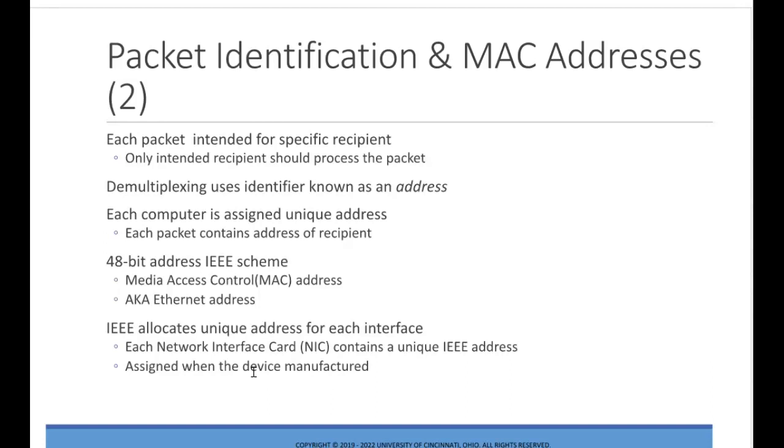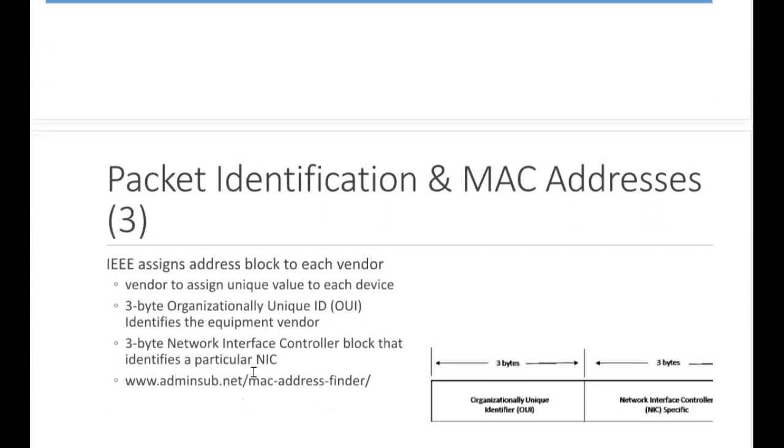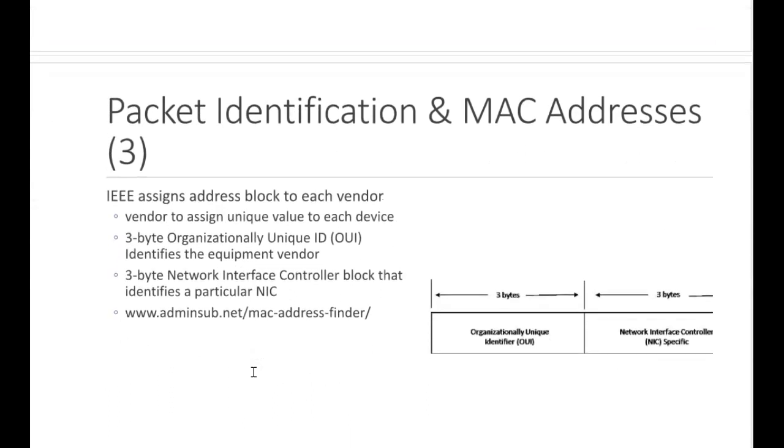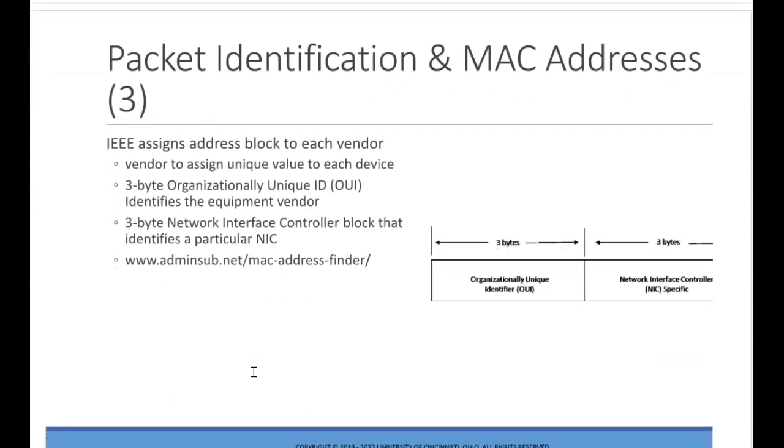The IEEE allocates a unique address for each interface device by ensuring that every network interface card, every NIC, is assigned an exclusive address when it is manufactured. Rather than assign individual addresses, the IEEE assigns a block of addresses to each equipment vendor and allows the vendors to assign a unique value to each device they manufacture.